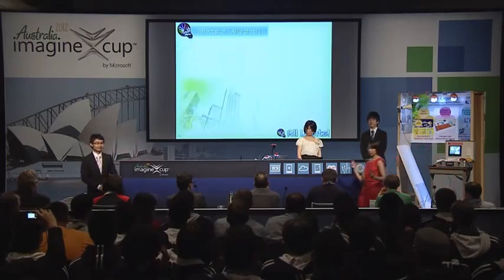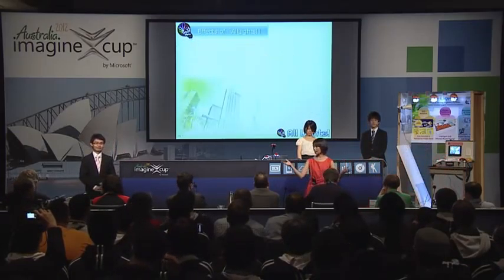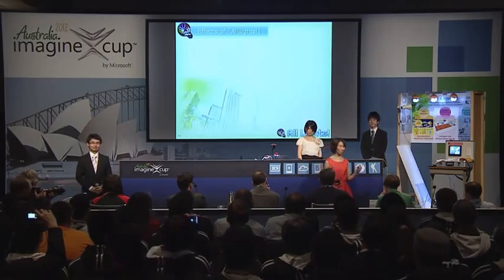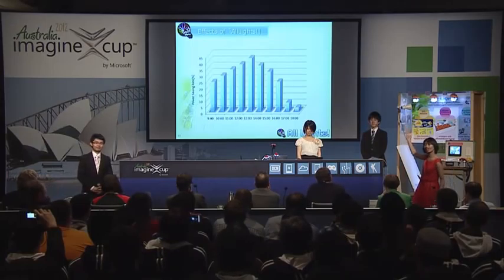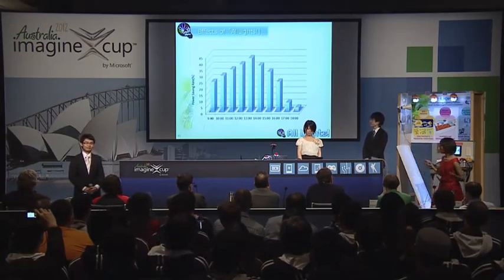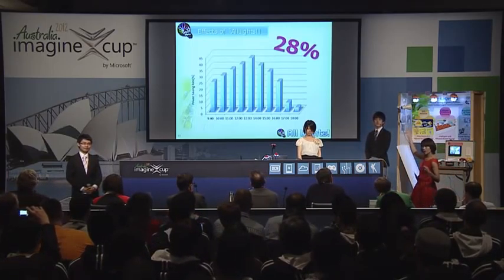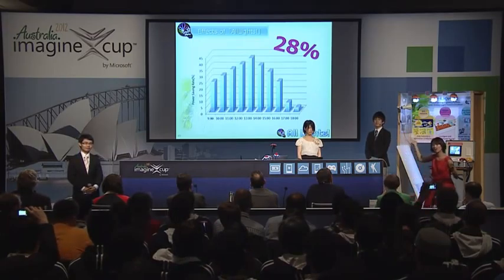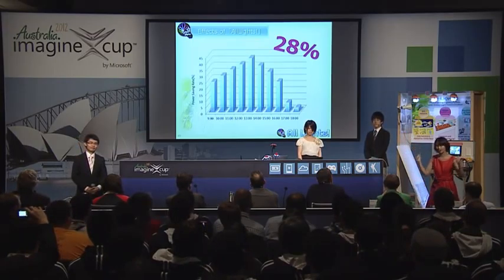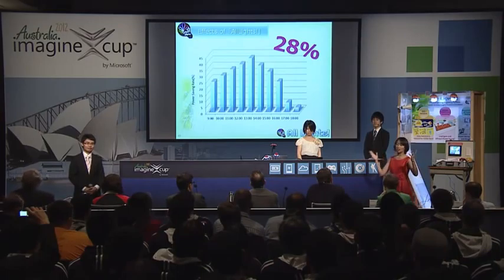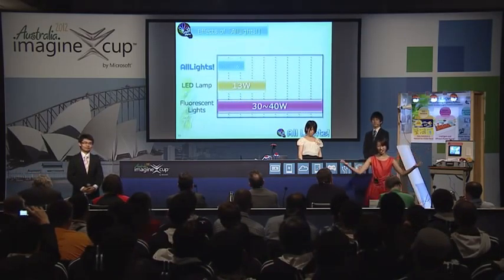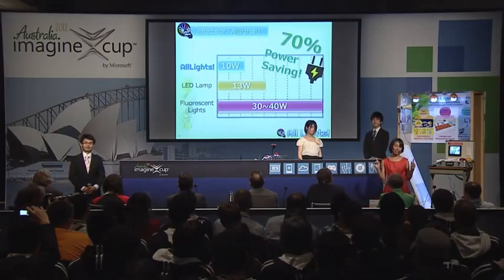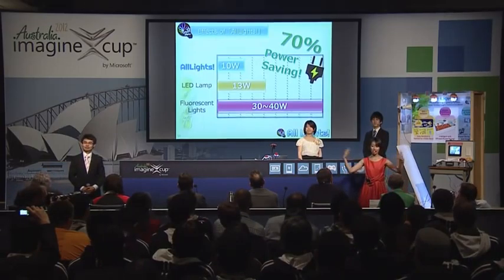If we actually implement All Lights, how much electric power can we save? We performed the experiment at a school using the system for several days. As a result, we found that on average, as much as 28% of the electric power consumed for lighting in a day was reduced. Experimental results show that All Lights has a higher power saving efficiency than normal LED lamps and obviously higher than fluorescent light.